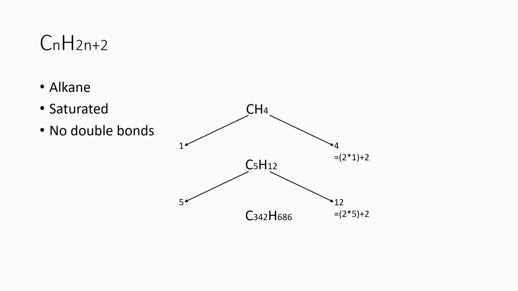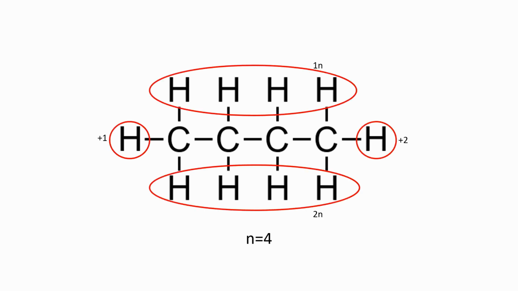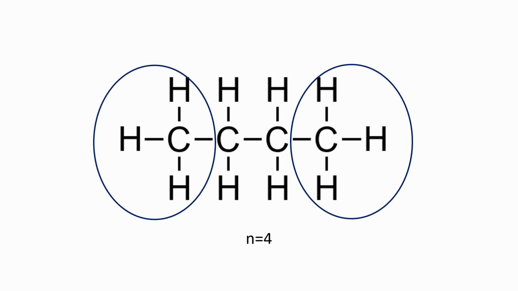There will be 686 hydrogens. 2 times 342 is equal to 684 plus another 2 hydrogens, giving a total of 686 hydrogens. Here you can see where the hydrogens come from. On each end there will be 3 hydrogens on the carbon. In the middle, each carbon will have 2 hydrogens. It's worth noting that carbon will always have 4 bonds and hydrogens can only have 1 bond each.